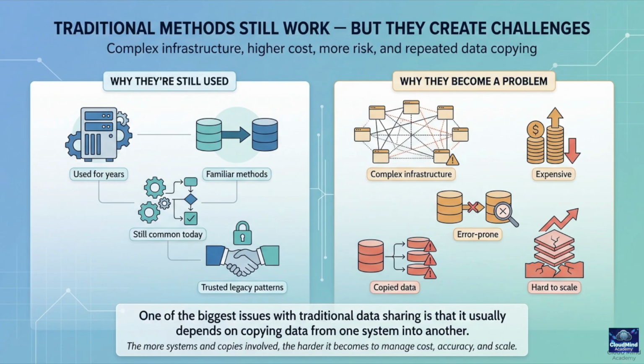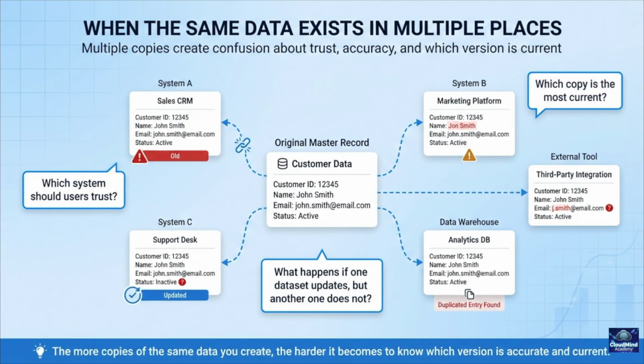And one of the biggest issues is this. Traditional approaches usually involve copying data from one system into another. And once that happens, the same data may end up existing in multiple places. Then the questions start. Which copy is the most current? Which system should users trust? And what happens if one dataset updates, but another one does not? That is when redundant storage and data inconsistency become major concerns. So while traditional data sharing may seem straightforward at first, it often creates operational friction over time.